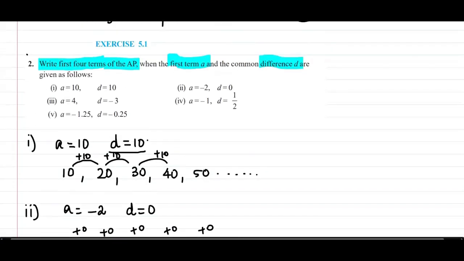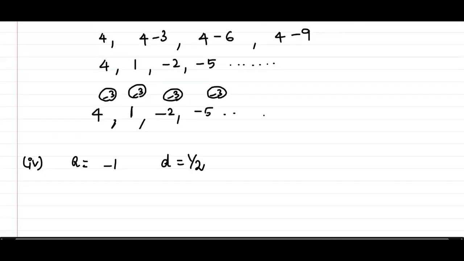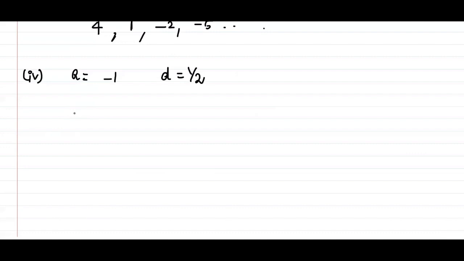for question number 4, A is equal to -1 and D equals 1 over 2. So D is a fraction here. A is -1, D is 1 over 2. Positive fraction, but okay. So now let's start. So we will use the general form.